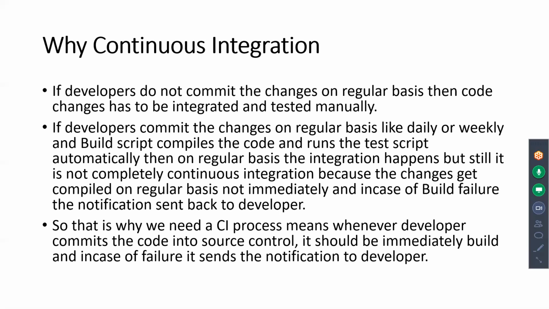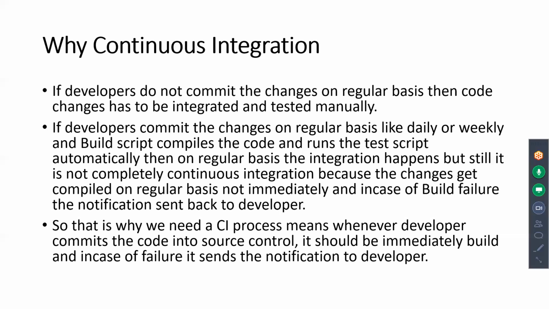So if developers commit changes on a regular basis, like daily or weekly, and a build script compiles the code and runs the test script automatically, then integration happens regularly, but it is still not completely continuous integration, because changes get compiled on a regular basis, not immediately. And in case of build failure, a notification is sent back to the developer. So basically what I'm trying to say, for example, you have scheduled a job which is to be executed at 5 p.m.